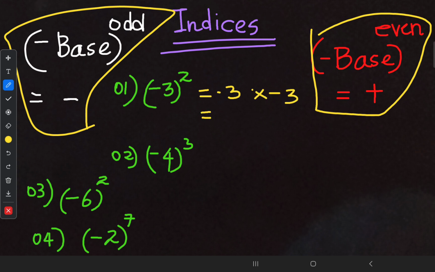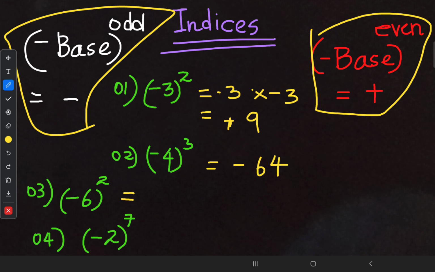Let's write our numerical value first. Then negative into negative is positive. A negative base with an even power will give you a positive direction. Then 4 threes are 12, 4 fours are 16, 16 fours are 64. Negative base with odd power, so your answer will be negative 64.